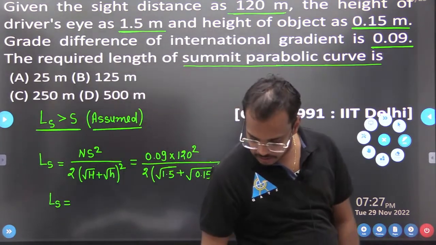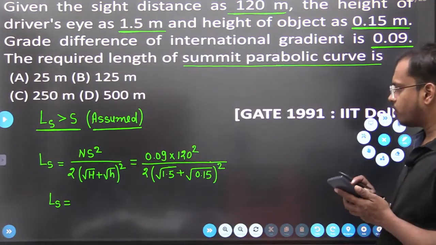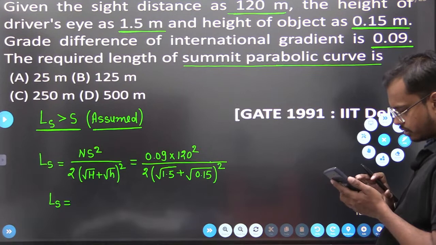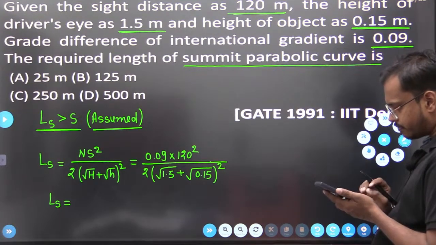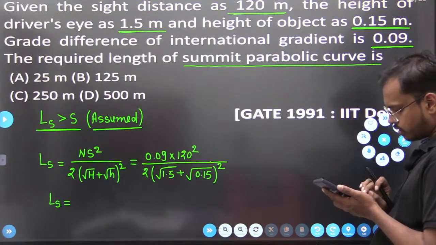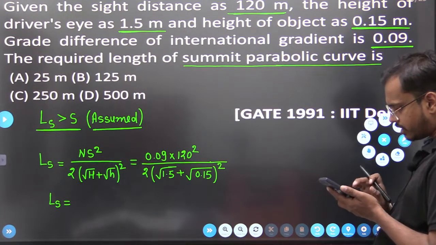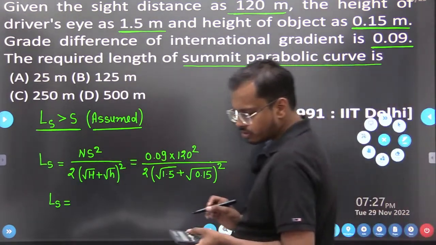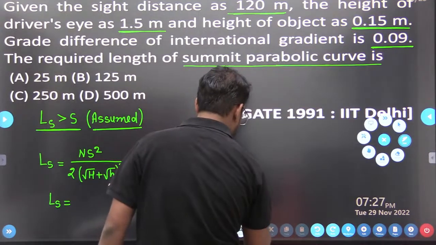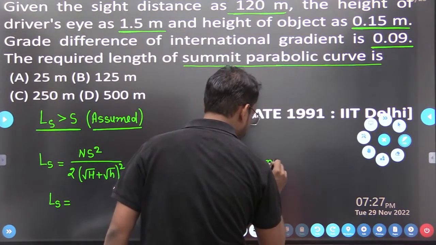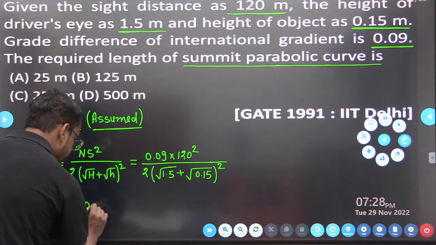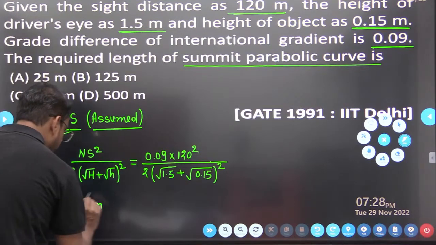What is the length of the summit curve here? Anybody else? Please give me the answer. Under root 1.5 plus under root 0.15, whole squared, multiplied by 2; 0.09 multiplied by 120 squared, dividing by that answer. So I think the value is 249 point something, that means 250 meter. So the length of the summit curve becomes equal to 250 meter.